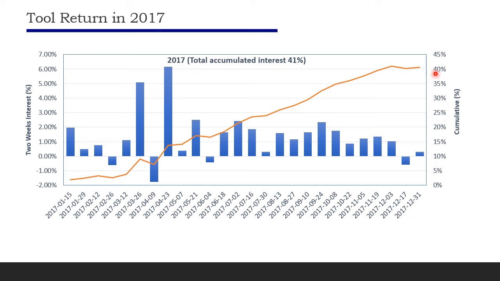As you can see, at the end of the year, the cumulative return of this method was slightly more than 40%, and the minimum return, which happened at the beginning of April, was something around -2%, and the maximum return happened at the end of April, which was something around 6%.